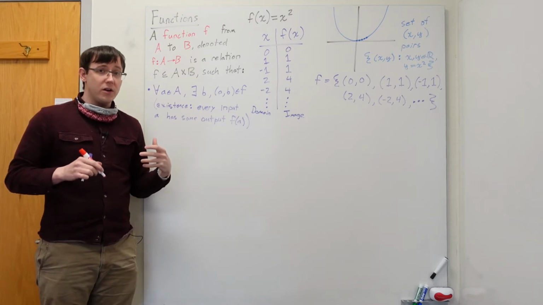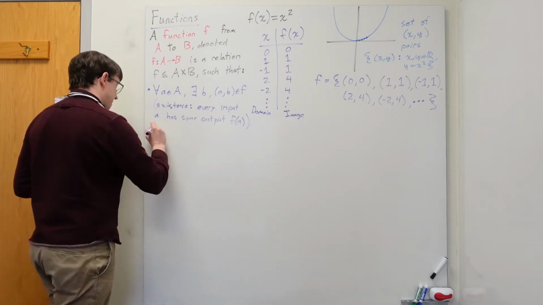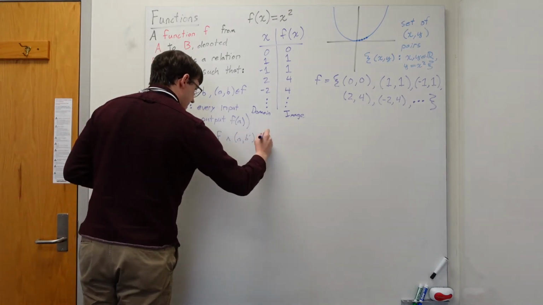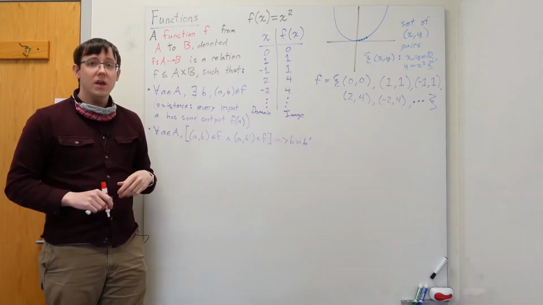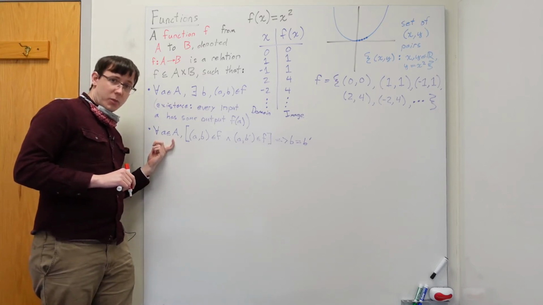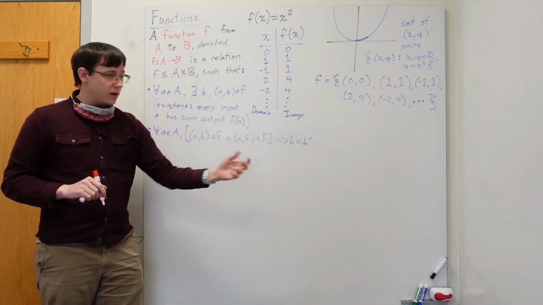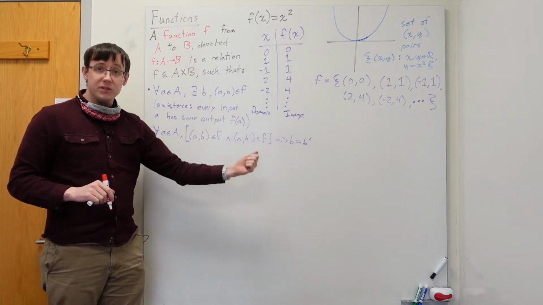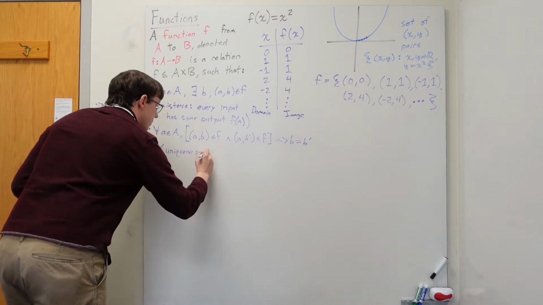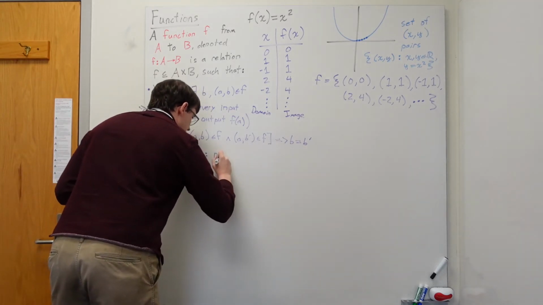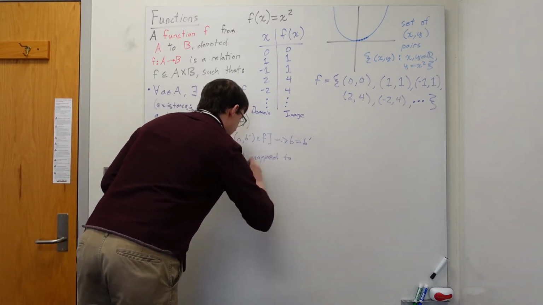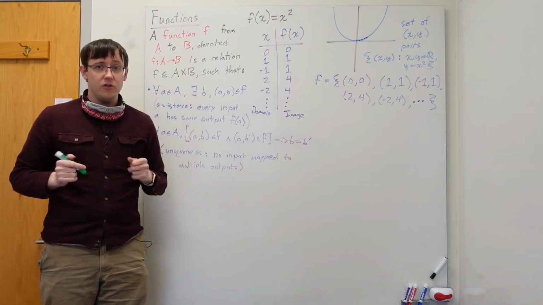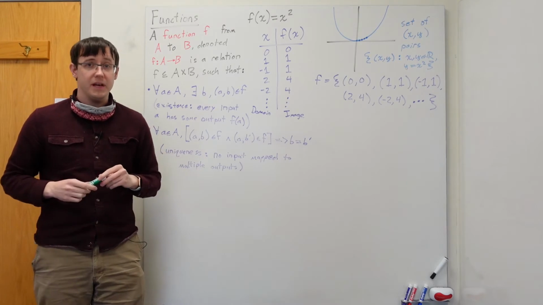And our second property is that no input has more than one output. So here we're saying that for every element of the domain, the output is unique. We can't have two different things that A maps to. So let's look at some example relations and think about whether or not they meet the definition of a function.